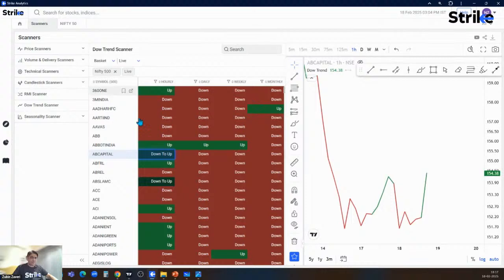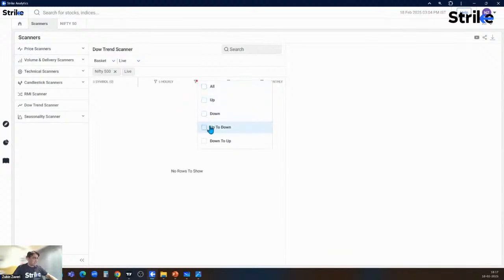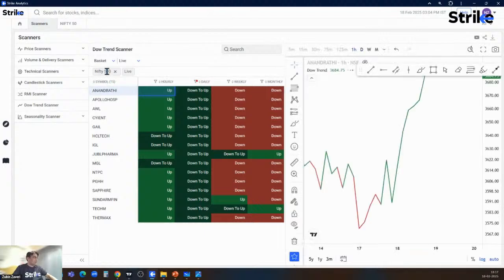Okay. So now what we shall do is, on this Nifty 500 basket, we will filter out. There are filters given on hourly, daily, weekly, and monthly time frames on this row. Right now all four options are selected. What we will do is select down to up, and once we do that, out of 500 stocks we get a list of 15 stocks wherein the trend today has changed from down to up.